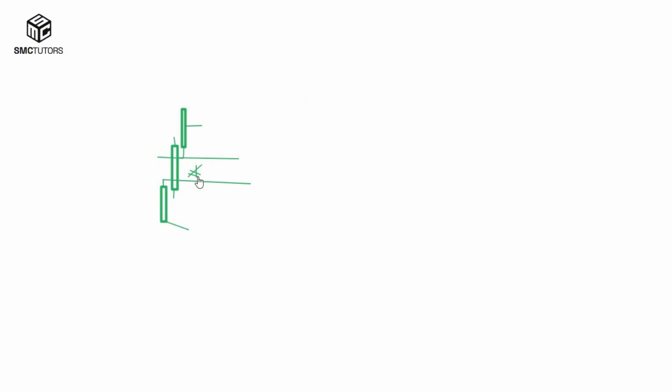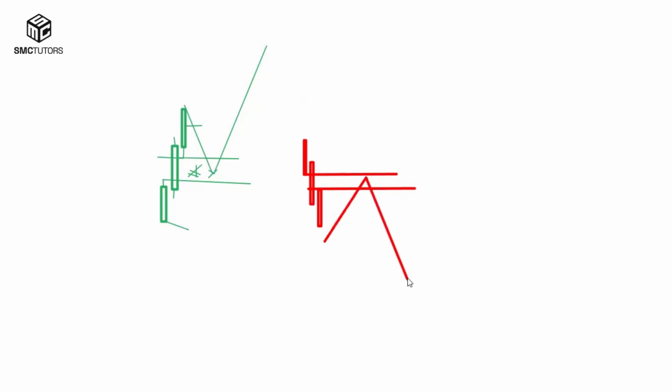This is an imbalance, an inefficiency in the market where price has to pick up orders for entries, then move to the upside. The same thing applies for a bearish movement, a 3 candlestick movement to the downside, 1, 2, 3. The gap between candle 1 and candle 3 is what we call a fair value gap or imbalance. Price has to fill it, then move to the downside. That is how we spot fair value gaps in the market.